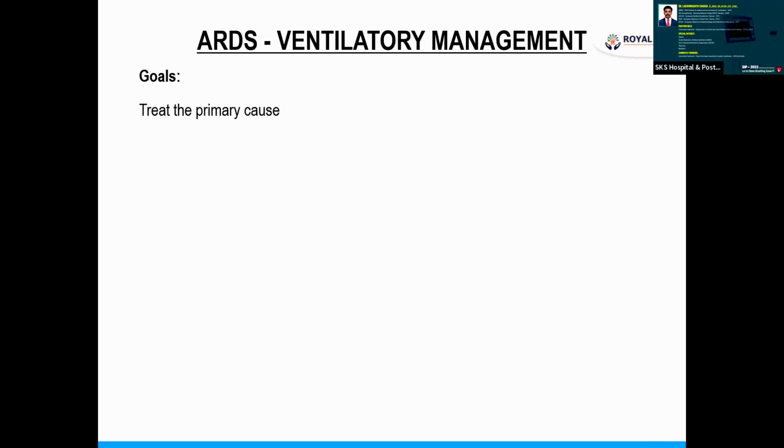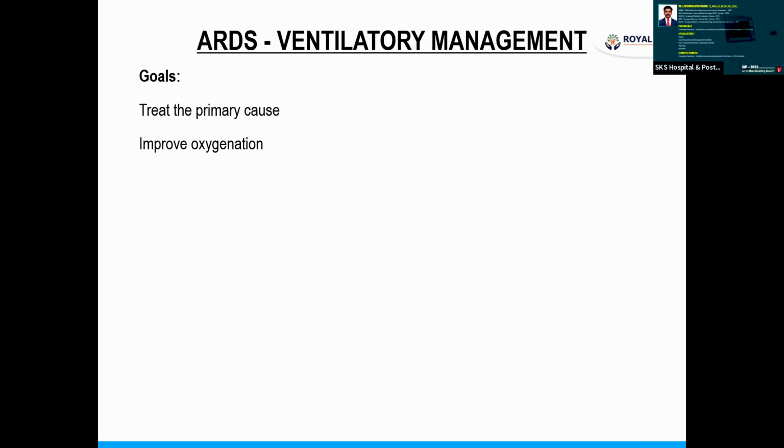Unless you treat the primary cause, your ventilation alone will not treat the ARDS. At the same time, what is being done by the ventilator is to improve the oxygenation. It buys you more time. It provides oxygenation to the patient till the lung improves. So in order to improve the oxygenation, it has to compensate for the problem with your resistance and compliance.